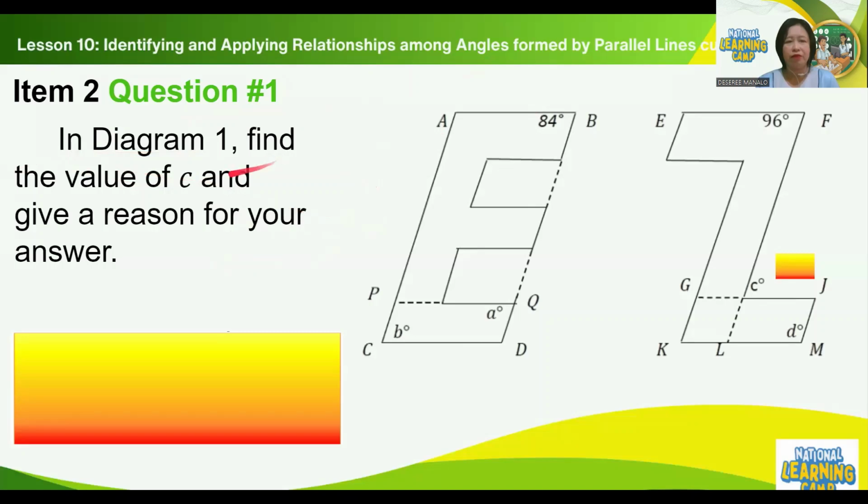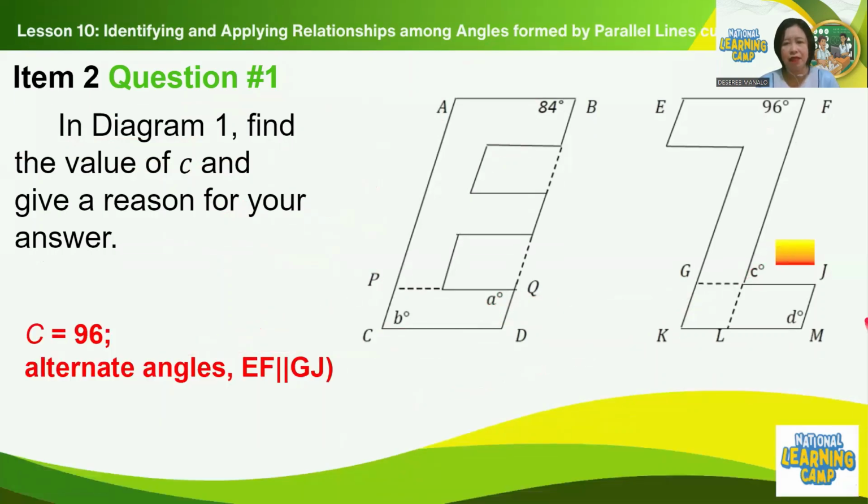In diagram 1, find the value of C and give a reason for each. So this is the letter C. C is 96, because they are alternate angles. So L is 96 and alternate to C degrees. So the value of C is equal to 96.